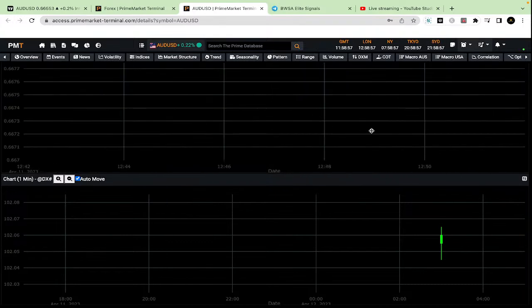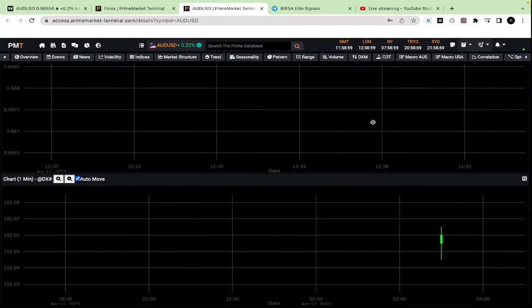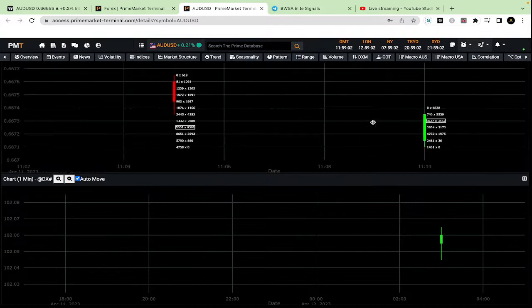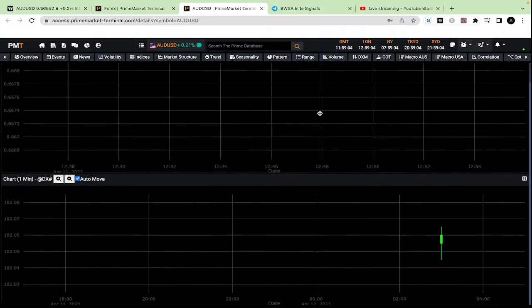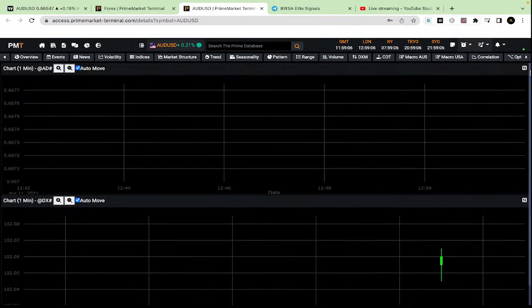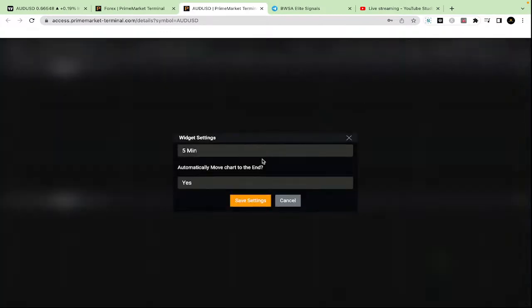Zoom out a bit. Figure out. Let's change this to 1 hour and hit save settings.